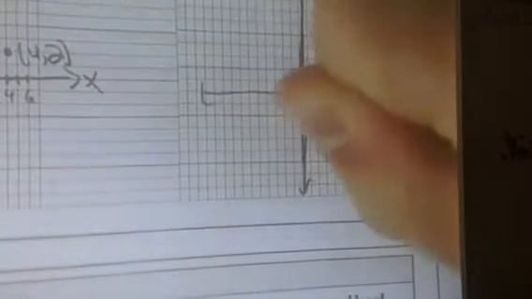So this is 1, 2, 3, 4, positive 5. 1, 2, 3, 4, negative 5. 1, 2, 3, 4, negative 5 here. Okay? So all I've done right now is set up the graph.